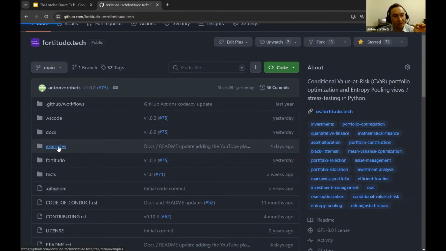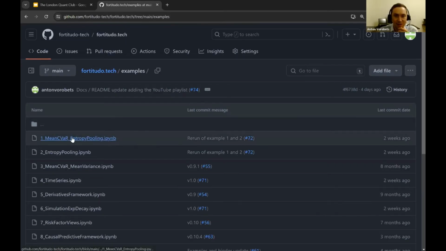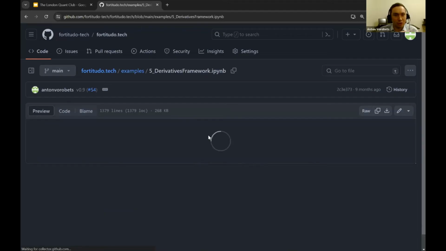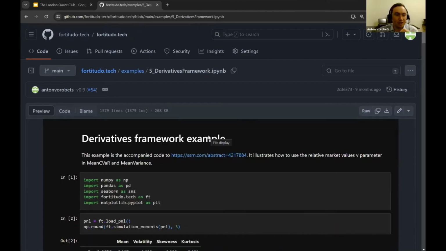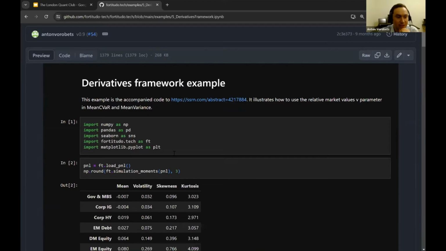So here, if you navigate to examples, these are some of the ones that I will go through in the YouTube videos. And actually, the first example is available online, so I encourage you just to go in and watch that one. Today, I will make a quick walkthrough of the fifth example, where you can see there's derivatives frameworks and entropy pooling and CVaR and variance optimization in practice. So I will just go through it quickly and focus on the results, because some Saturdays from now, you will have a video where I carefully go through all the details and talk about all the lines.